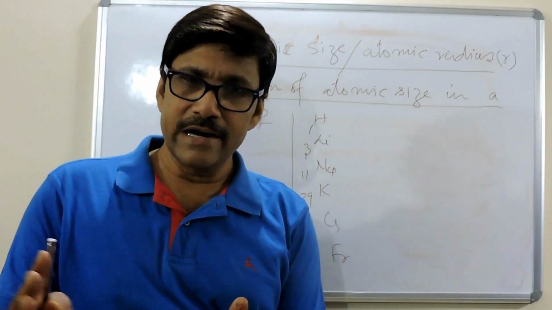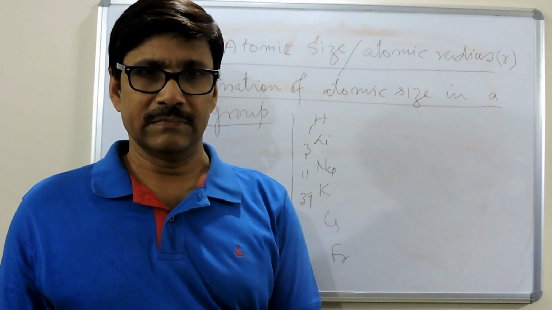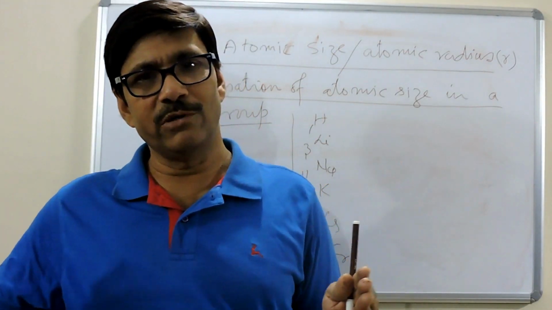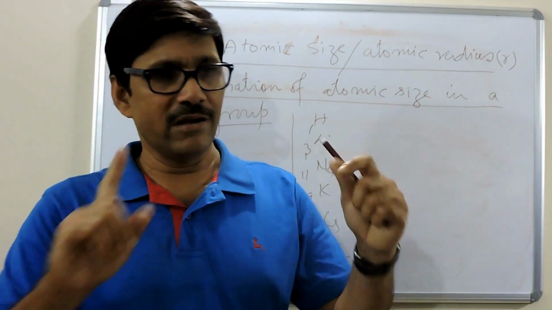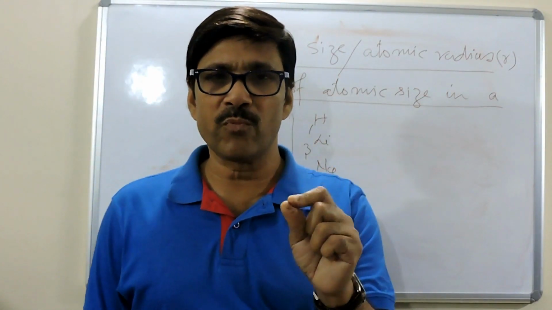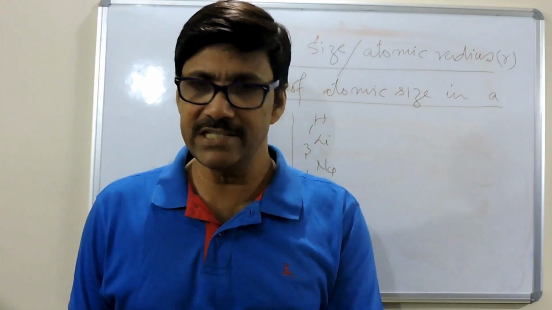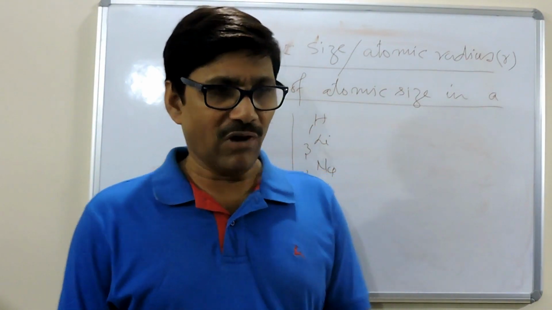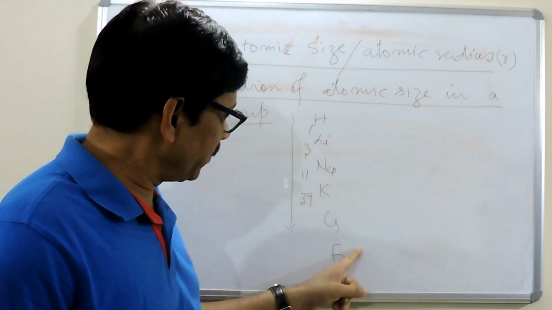Now, what happens as we move down the group? The number of shells is increasing. And so as the number of shells increases, the size will definitely also increase. Now here one question may arise: as we are moving down the group, the number of protons in the nucleus is also increasing. So size should decrease. But what happens as you move down the group?